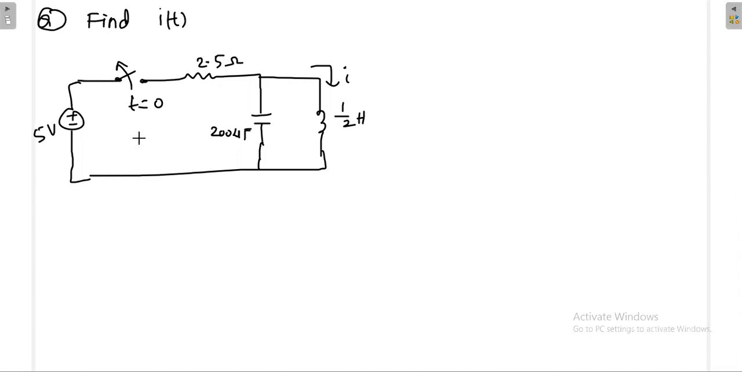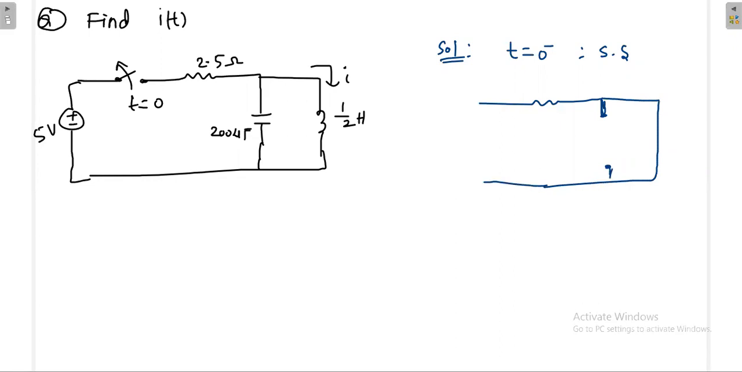That means, just before opening the switch, what is the state of the circuit that we have to identify? Before opening the switch, at t is equal to 0 minus, the circuit will be in steady state. Then the circuit would have been like this: this is open, and this is short. Now this is 5 volt, 2.5 ohm. Then what is the current through the inductor? The current through the inductor IL is 5 divided by 2.5, that is 2 ampere. Definitely this is short circuit.